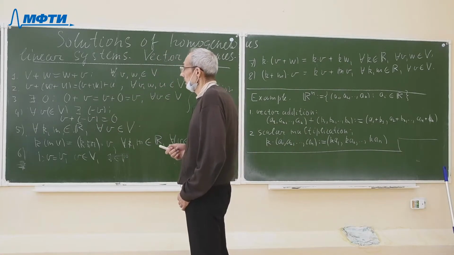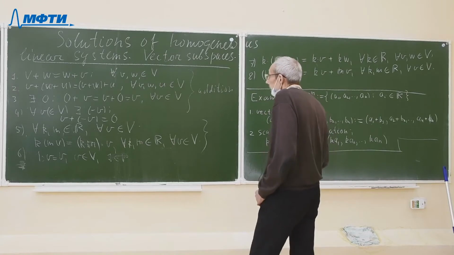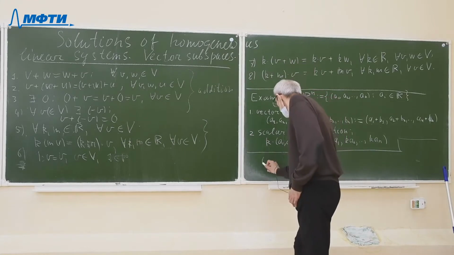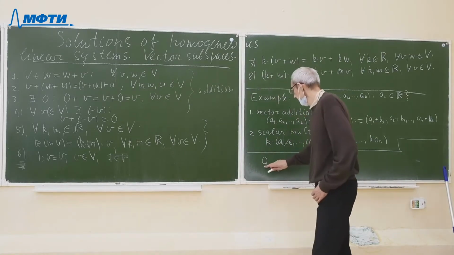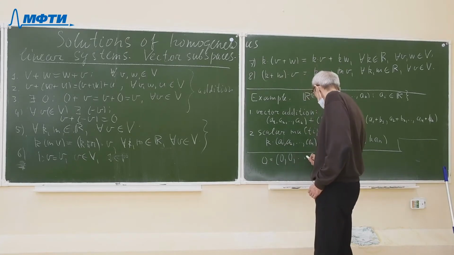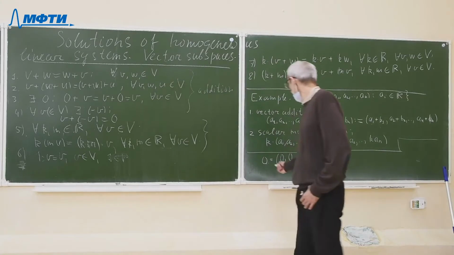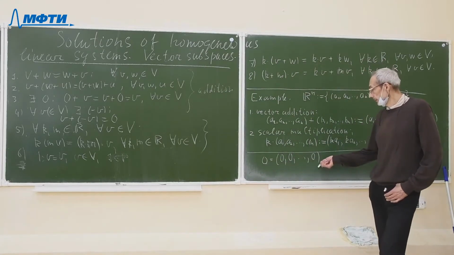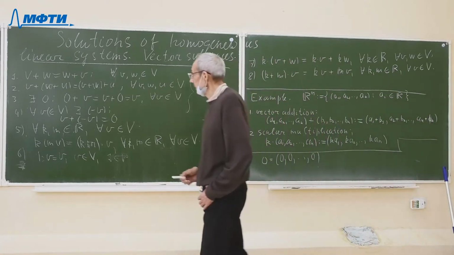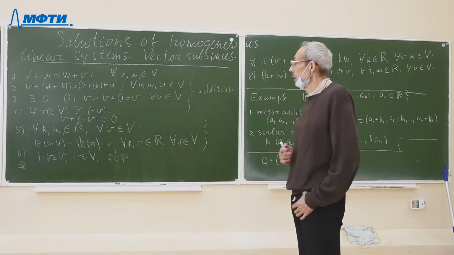The third axiom, the existence of zero in the vector space, we can also check. The zero vector in this vector space is an n-tuple which contains only 0. And it is easy to see that the sum of such an n-tuple, which contains only 0, and any n-tuple is equal to this any n-tuple, and the third axiom is satisfied.